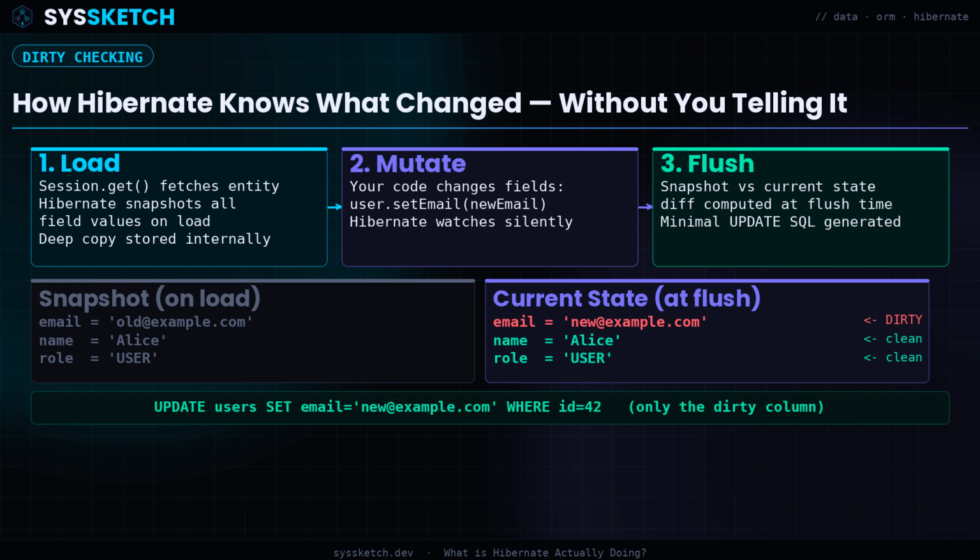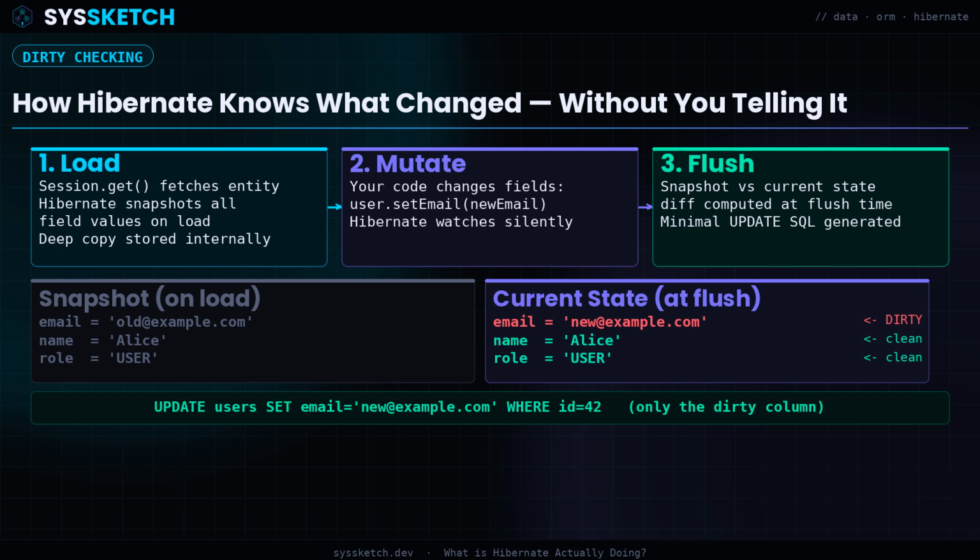This is dirty checking. When a transaction opens, Hibernate takes a snapshot of every entity in the session, a deep copy of the field values at the moment of load. Just before flushing to the database, it compares the current state of each entity against that original snapshot. Any field that differs from its snapshot value is dirty. Hibernate then generates the minimum SQL required to bring the database in sync. One update per dirty entity, only the columns that actually changed. You never write a single update statement.